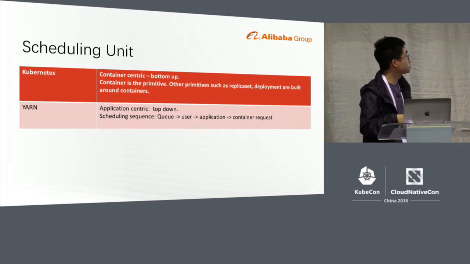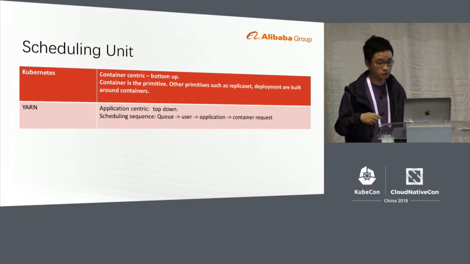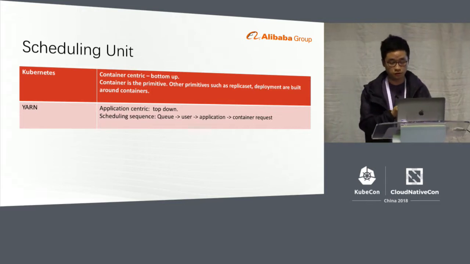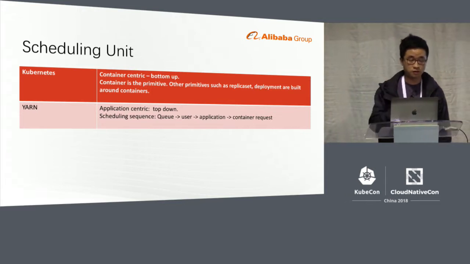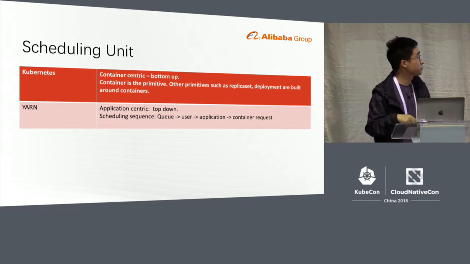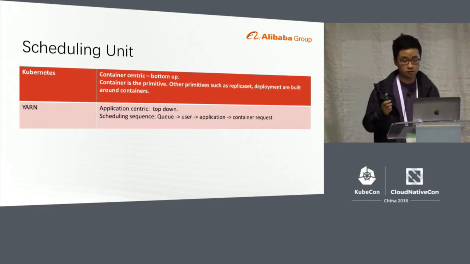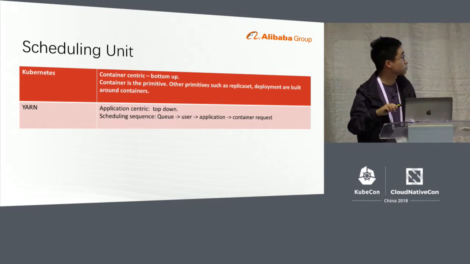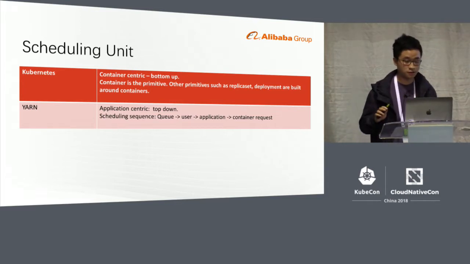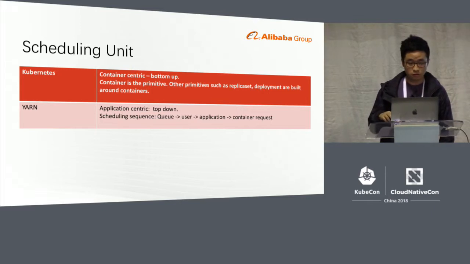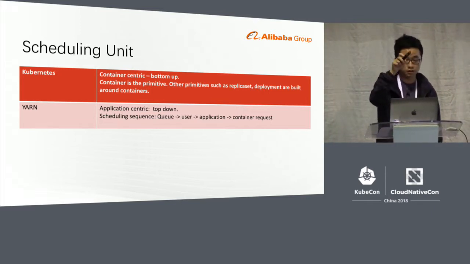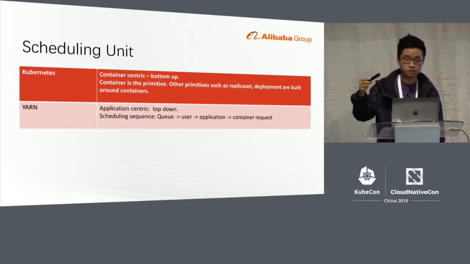And also the scheduling units are quite different. For Kubernetes, the container is the smallest primitive, and application deployments are built around it. This is the pod concept. When it comes to YARN, it's actually centering on applications. When doing the dispatch, it chooses a queue, the most prioritized queue.